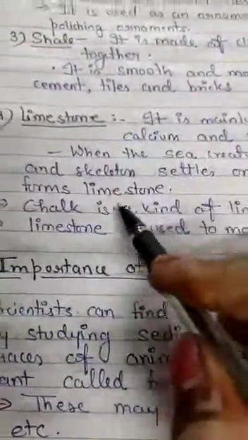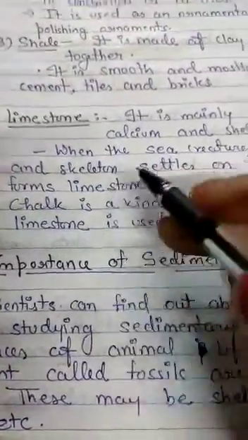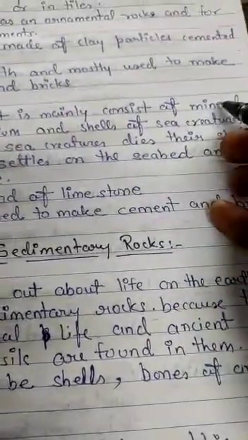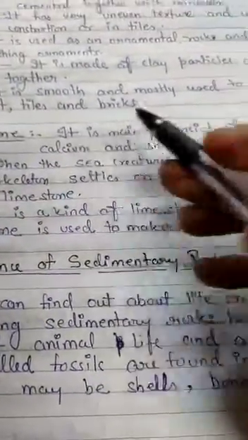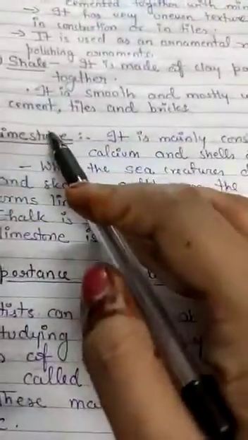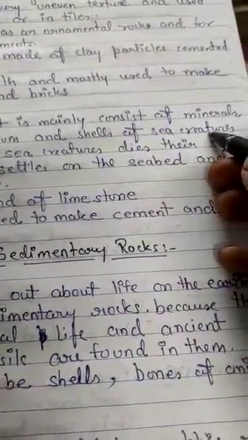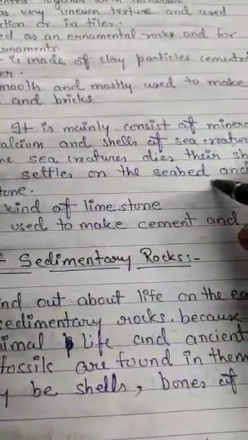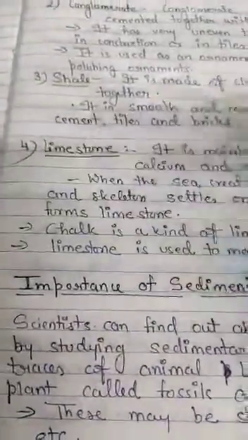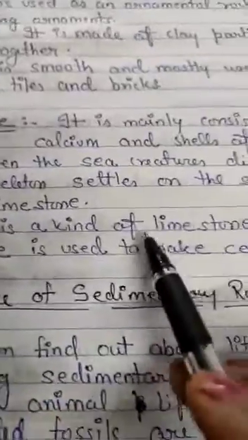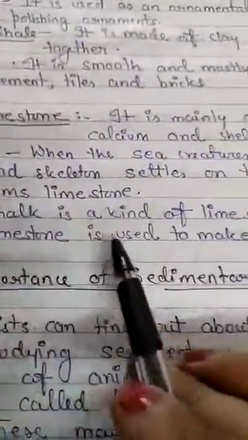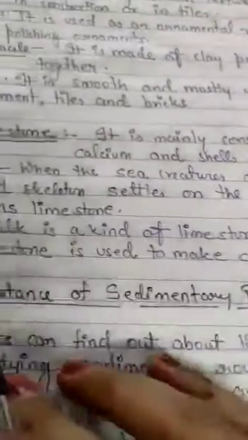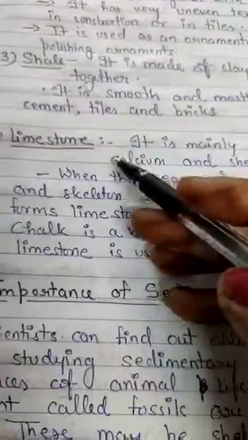This type of rock is basically made up of shells of sea creatures, minerals and calcium. And how do the sea creatures form this limestone? Because when the sea creatures die, their shells go into the beds of the seas and they are converted into limestone. Chalk is a kind of limestone. Limestone is used to make cement and bricks.